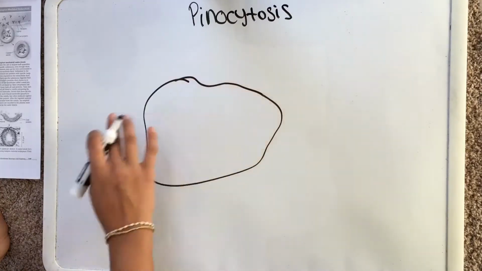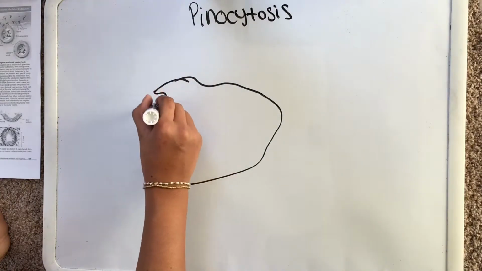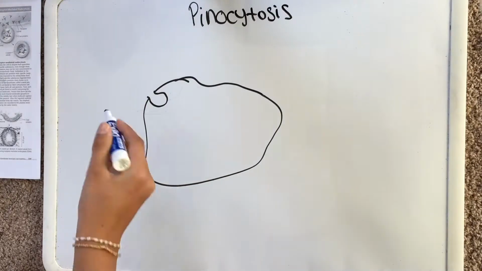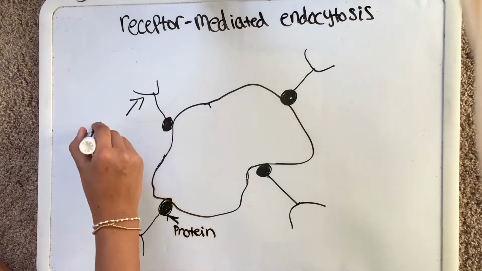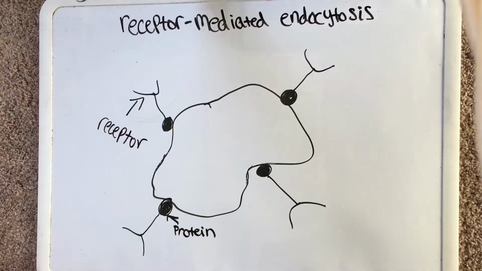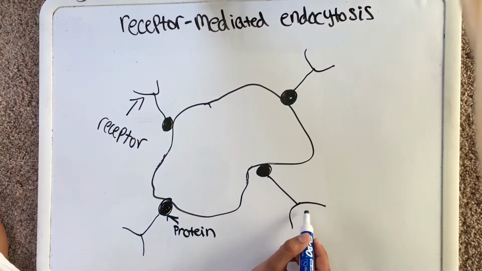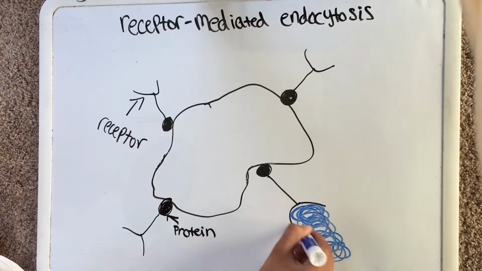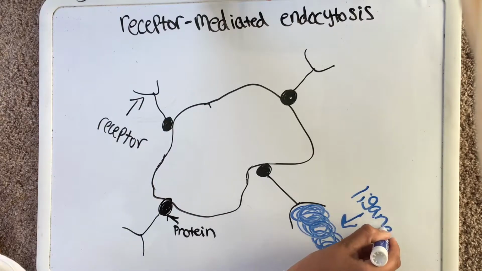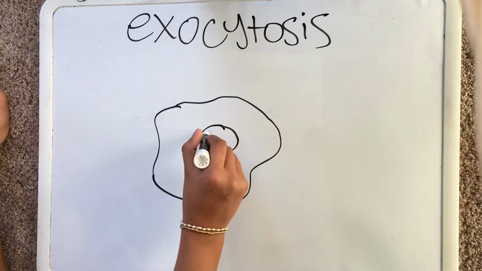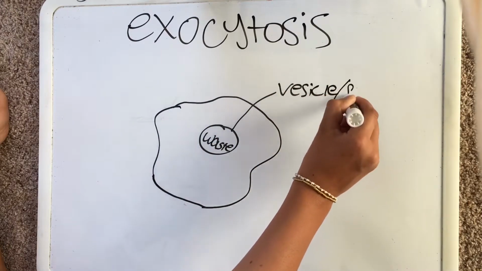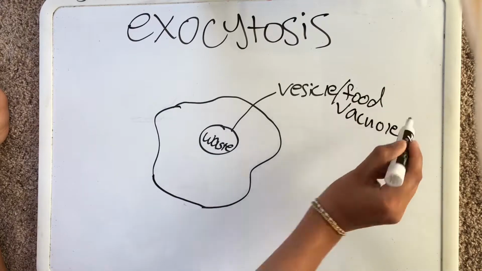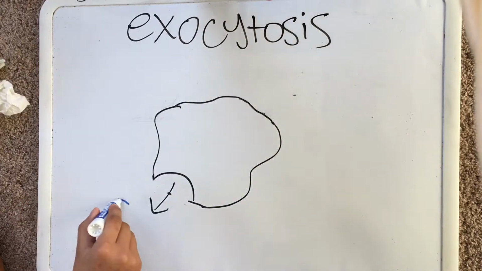The second type is pinocytosis, which is when the cell engulfs extracellular fluid for the molecules dissolved in the fluid. The third type is receptor-mediated endocytosis, which is when the cell engulfs a specific molecule called a ligand using a receptor to bind to it. Exocytosis is when the cell secretes waste into extracellular fluid by traveling through the cell.